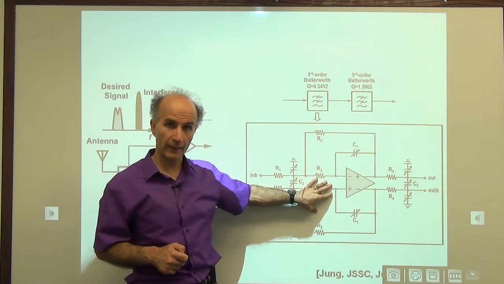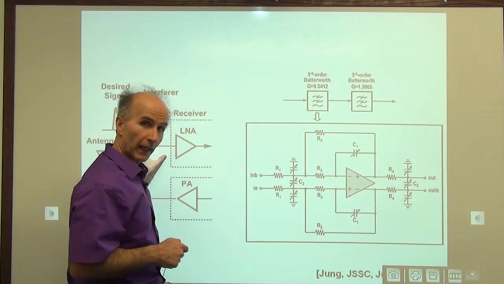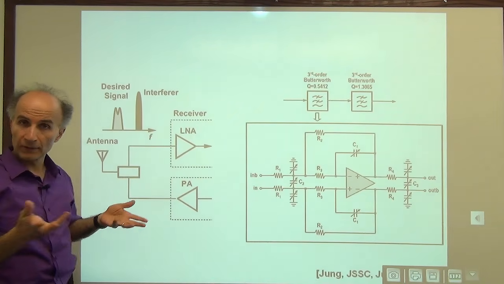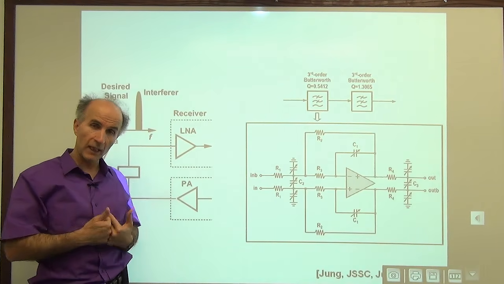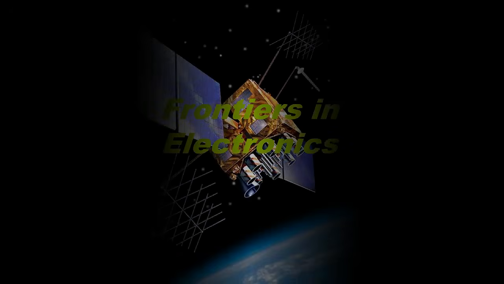All right, so that's another example where we use an op amp to build a filter to remove something we don't want. Usually a filter is to remove something we don't want or to let something in that we want. And these are some examples of that.